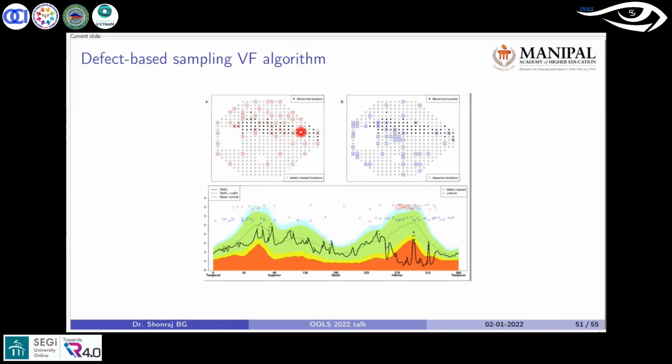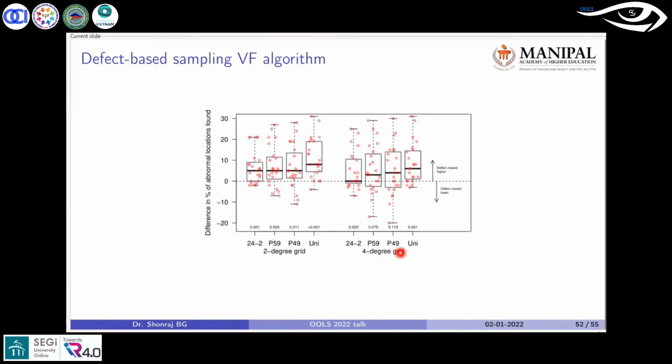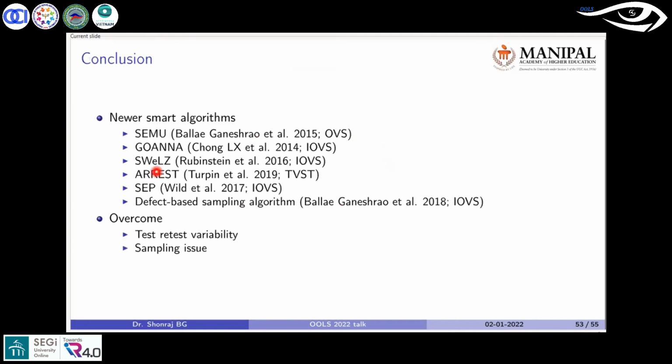Based upon where this defect is, we rearranged the points in such a way that, as you can see here, more points were put in the top of the visual field. So whatever is in the red color boxes samples more in the superior region and very little in the inferior region. Using this method, we compared it with different grids: the Octopus grids and the 24-2 grids. In all the grids, the number of points detecting defects is better with the defect-based sampling. So the defect-based sampling picks up fine scotomas compared to the other grids.